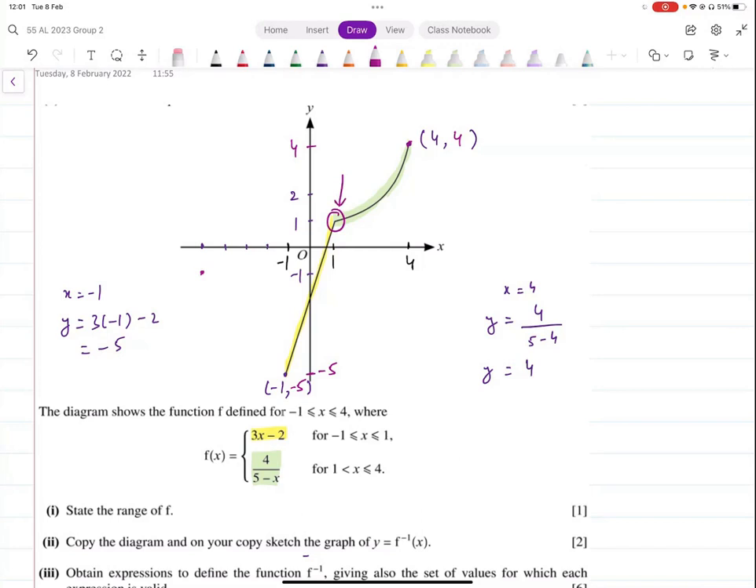At 1. Now input the value of x, input 1 inside it. What do you get? 3 into 1 minus 2. So the coordinates on this one are also 1 and 1. Does that make sense? This is (1, 1). Now we just join these points.